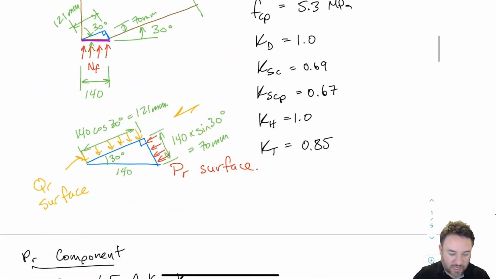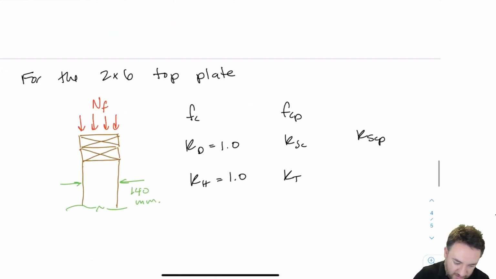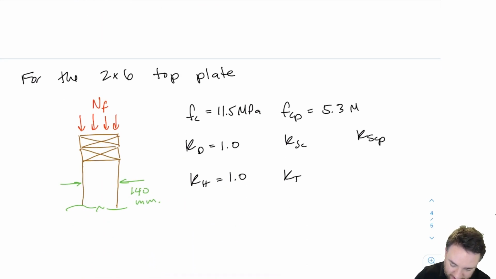Okay, so let's go back and fill those numbers in. FC is 11.5 MPa. FCP is 5.3 MPa. Okay, and these KSC, KSCP values all also happen to be the same. If you want to confirm that for yourself by going back to tables, you can. These are all the same as before.